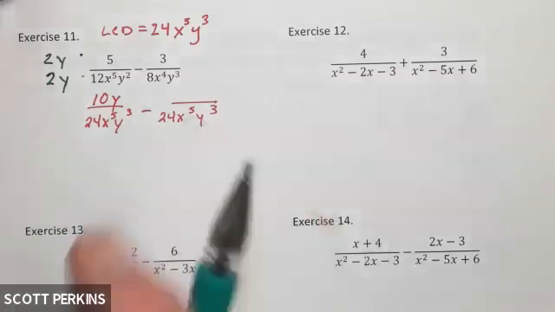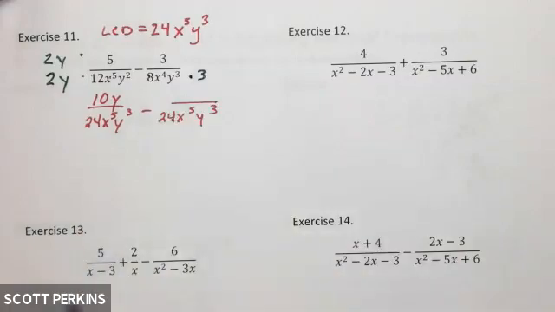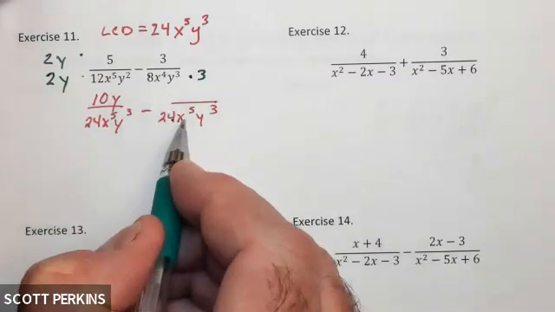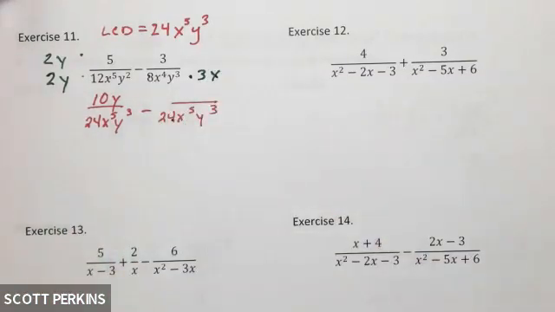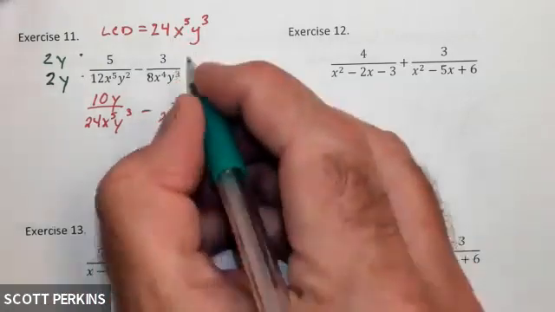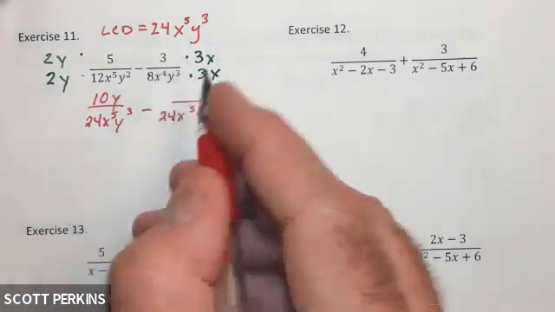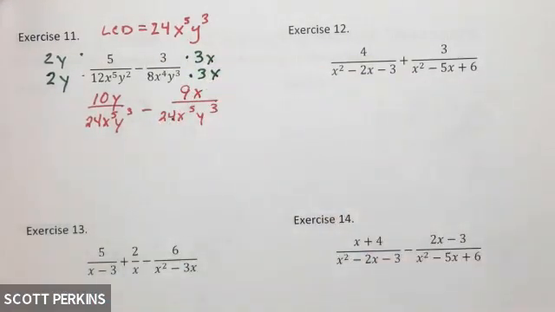The second one, to make the 8 into 24, I've got to multiply by 3. To turn the x to the 4th into the x to the 5th, I multiply by an x. And then I've already got the y to the 3rd. That's just fine. I don't need to do anything there. So in this one, I'm multiplying by 3x. So on that fraction, 3 times 3 is 9x.